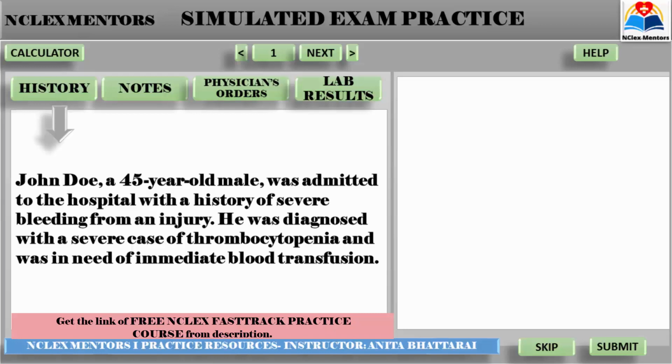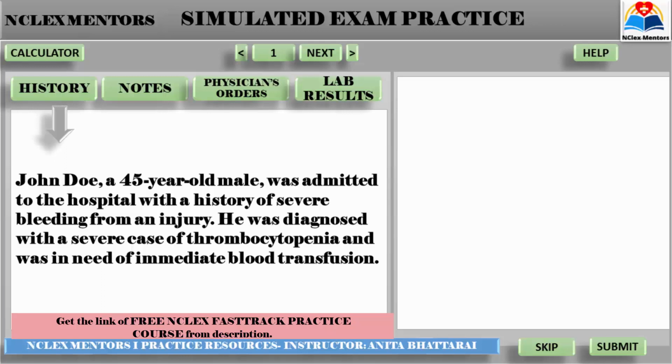Welcome to this lecture on next-generation NCLEX case study questions. Today, we will be exploring a real-life scenario of a patient who was admitted to the hospital with a severe case of thrombocytopenia. We will be discussing the patient's history, nurse's notes, physician's order, and lab values to understand the process of blood transfusion and the primary goal of the treatment.